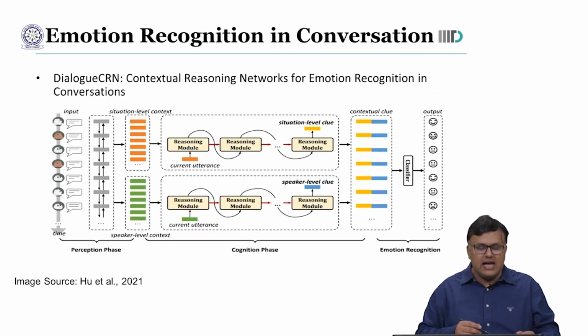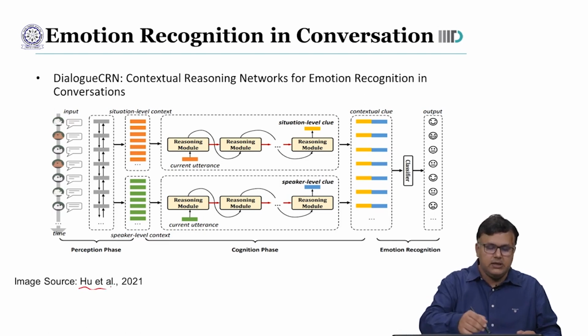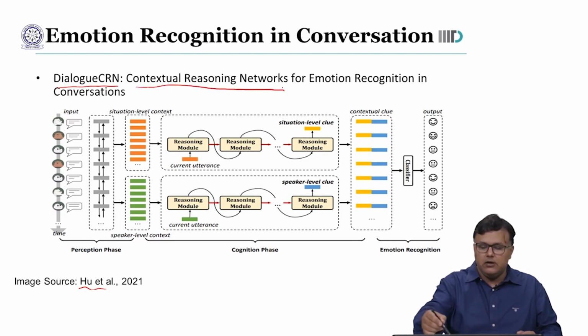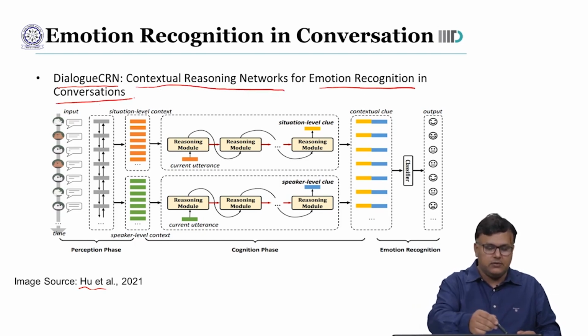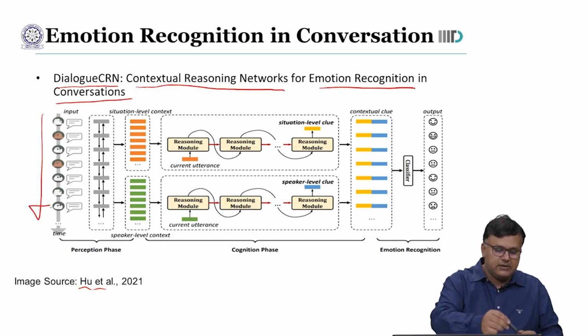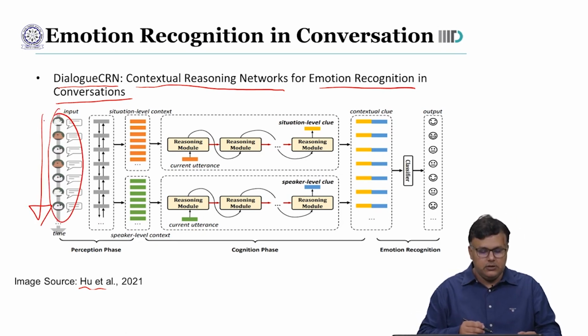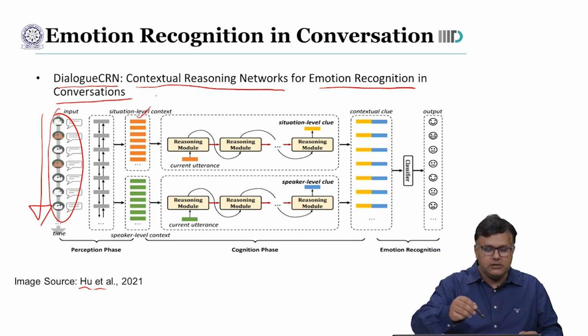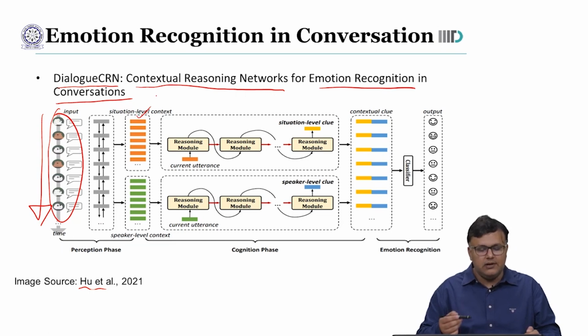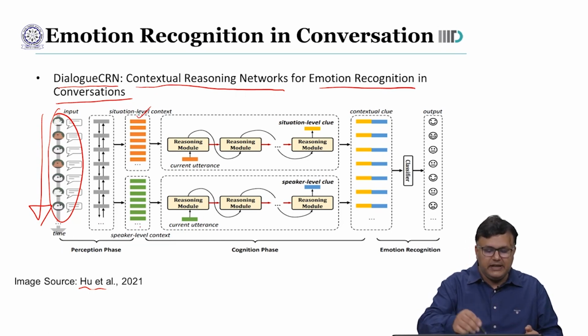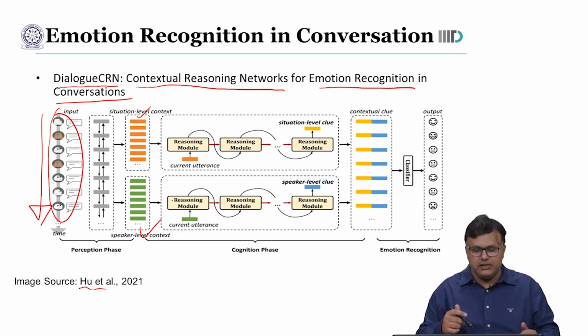Now here is an example of a work where emotion recognition is performed during a conversation. This work by Hu and others is titled DialogueCRN, the Contextual Reasoning Networks for Emotion Recognition in Conversations. What we have here, friends, is the timeline and the input conversation between individuals. What we are doing is extracting the feature representations which give us the situation-level context and also the speaker-level context.